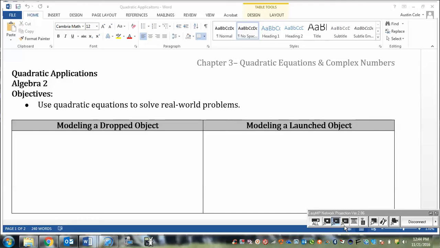Okay, this section is just over applications of quadratic equations. So how can we use quadratics to solve real-world problems? So here we go. The objective is just to use quadratic equations to solve real-world problems. And we got this chart here.